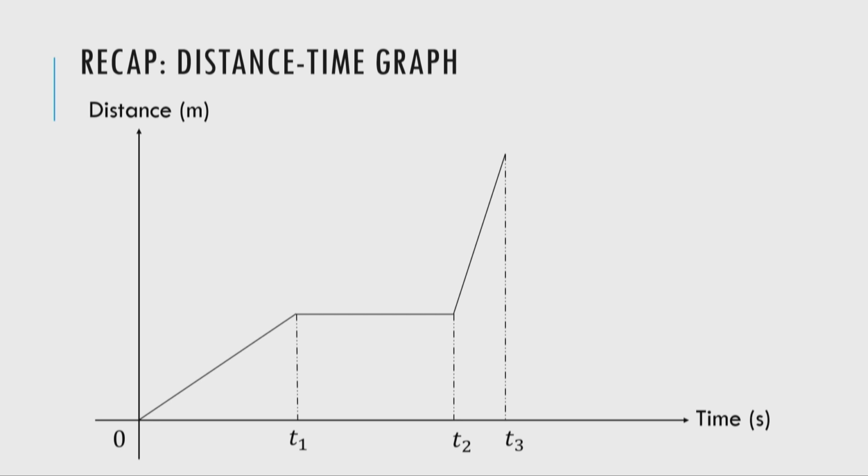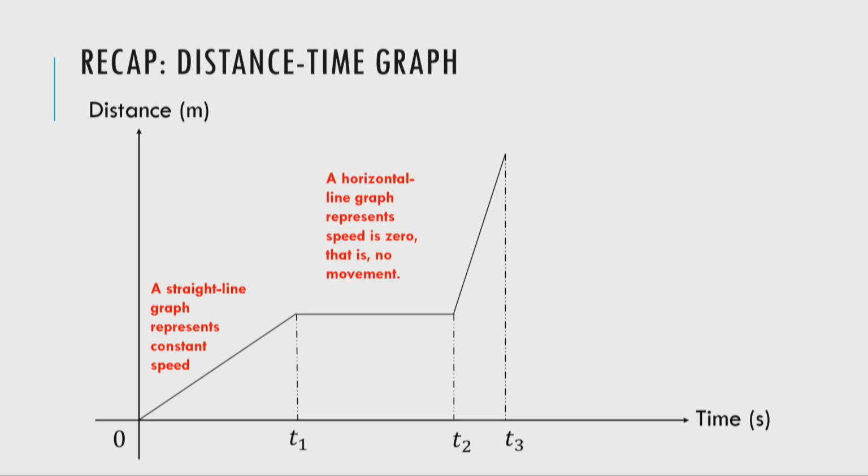First part, from time 0 to time t1, a straight line graph represents constant speed. The second part, from t1 to t2, a horizontal line graph represents speed is 0, that is, no movement. The third part is a straight line graph with steeper gradient, which means speed is greater than the first part.